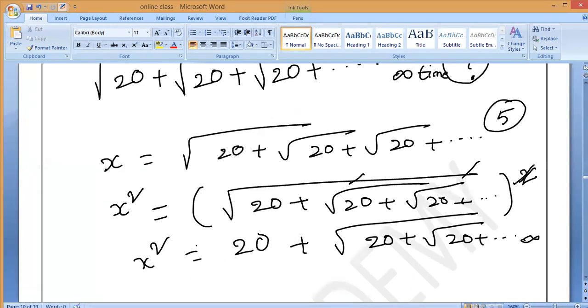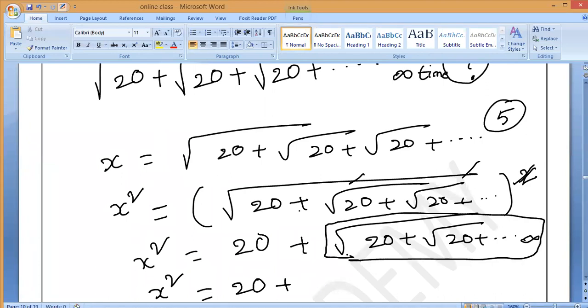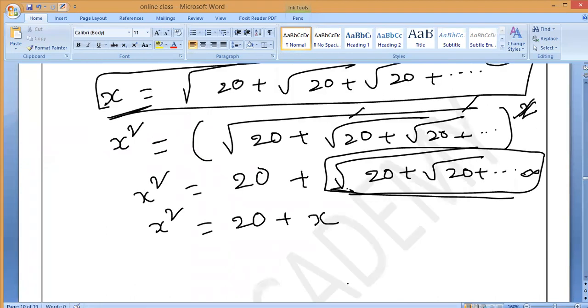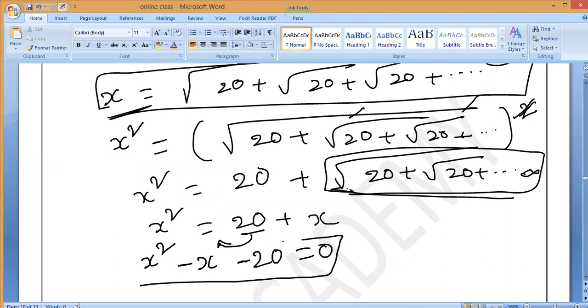x square equals 20 plus, in place of this term, we can write x. Is it correct? So x square equals 20 plus x. This is like a quadratic equation. x square plus x comes to this side and becomes minus; 20 comes to this side and becomes minus 20, equal to 0. This is like a quadratic equation.